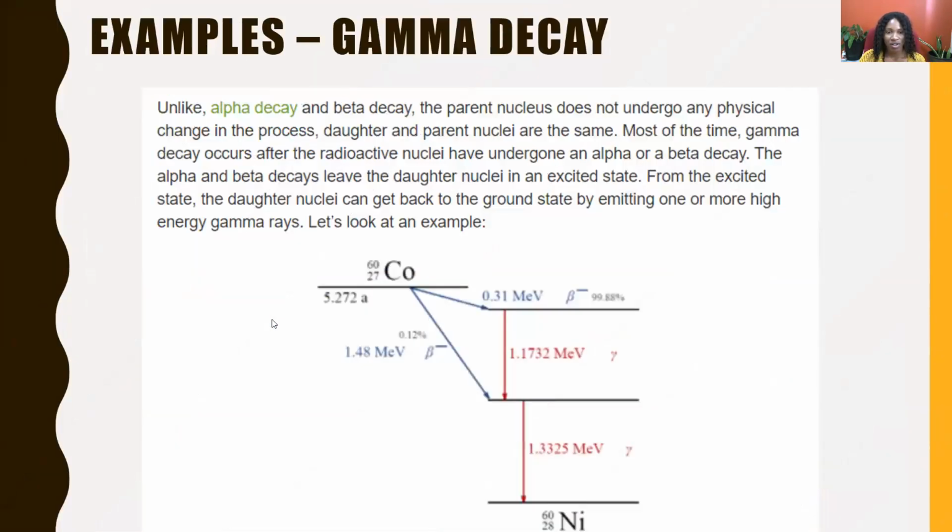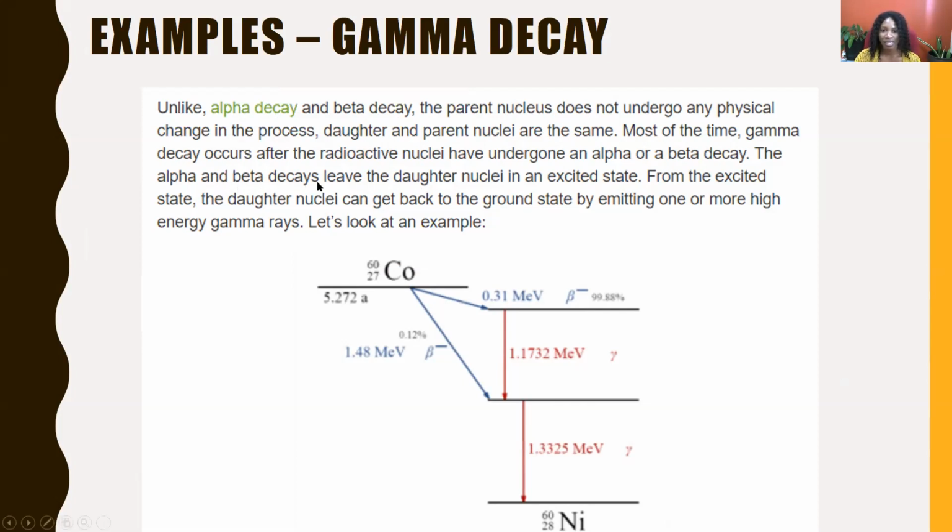All right, we're going to move on to gamma decay. Now, unlike alpha and beta decay, the parent nucleus does not undergo any physical change, meaning that the mass number nor the proton number would change in this process. So a daughter and a parent nuclei are the same. Most of the time, gamma decay occurs after the radioactive nuclei have already undergone alpha or beta decay, meaning that after I emit an alpha particle or a beta particle, which can be either an electron or a positron, I would have also released some amount of electromagnetic radiation, which would be the gamma decay.